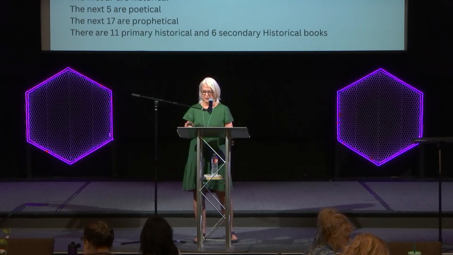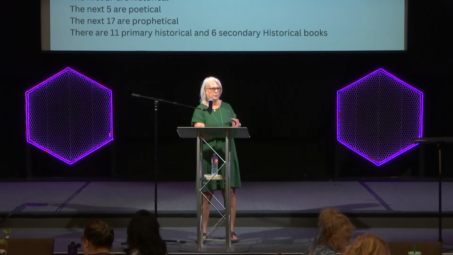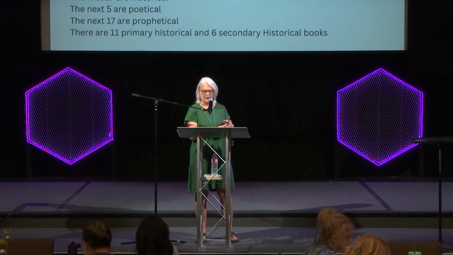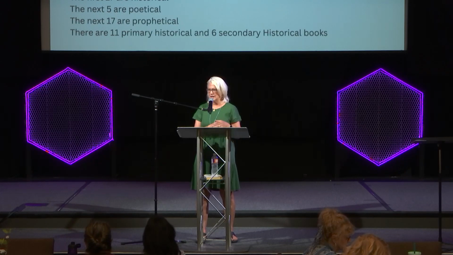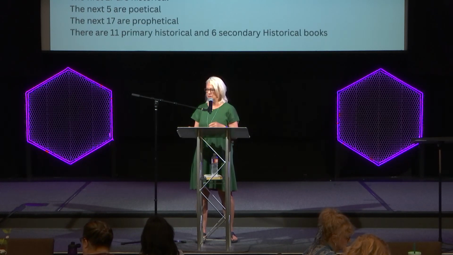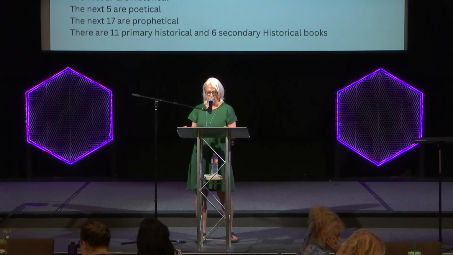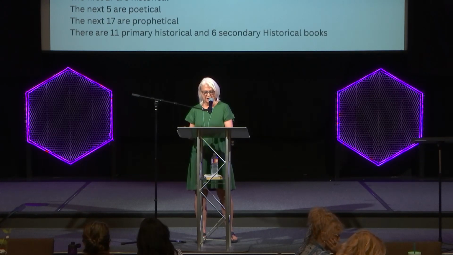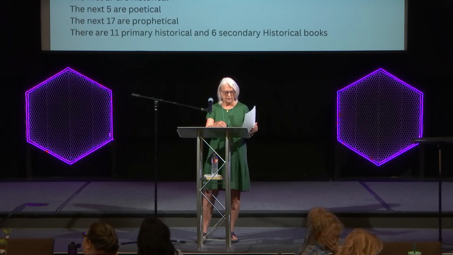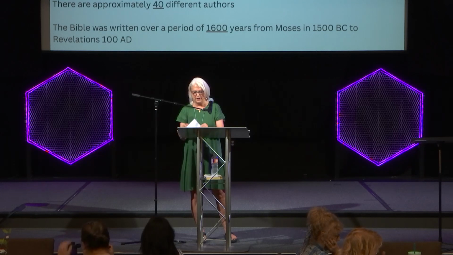3 kinds of books in the Old Testament: historical, poetical, and prophetical. Everybody got that? 17 of those books are historical. 5 are poetical, 17 are prophetical. And then we learned that there are 11 primary historical books and 6 secondary historical books. Okay, all right, so now move to the next page.